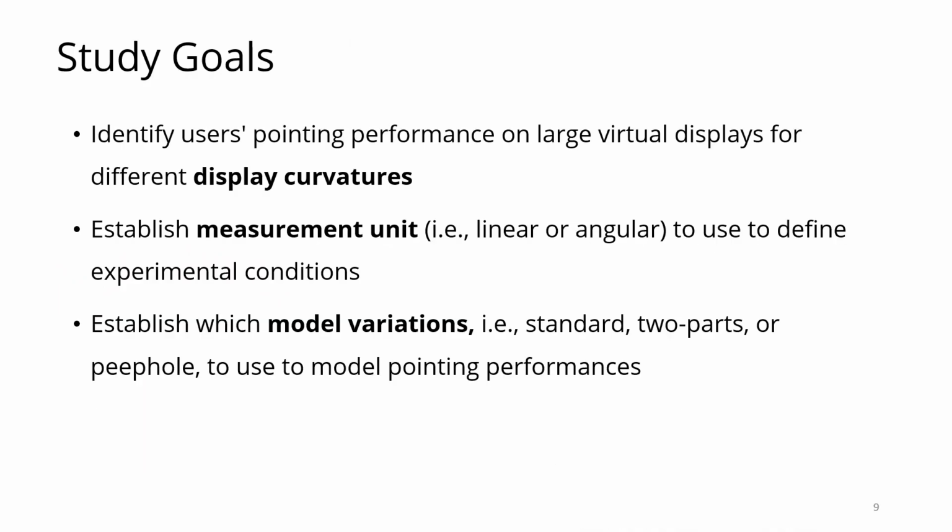So for our study, we have three main goals. One, to identify the user's pointing performance for different display curvatures. Two, to establish which measurement unit, linear or angular, we should use to define experimental conditions. And three, to establish which Fitts law model variation performs better.